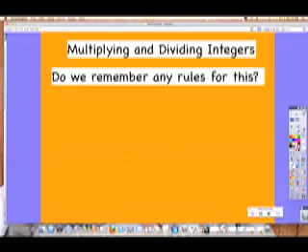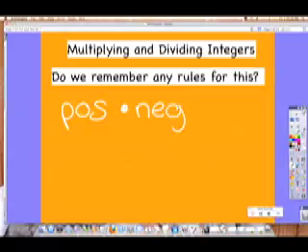Positive times a negative is a what, Tyler? It's a negative. Good job. So positive times a negative is a negative. Guys, did you see that? It was amazing. Did you catch this? Is a dot the same as multiplying? Yeah. So again, the dot is the same as multiplying.